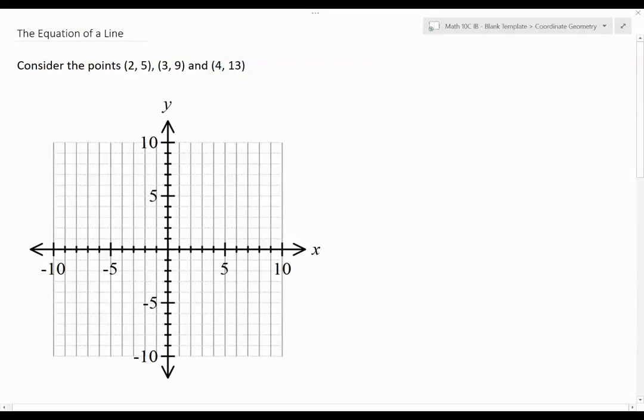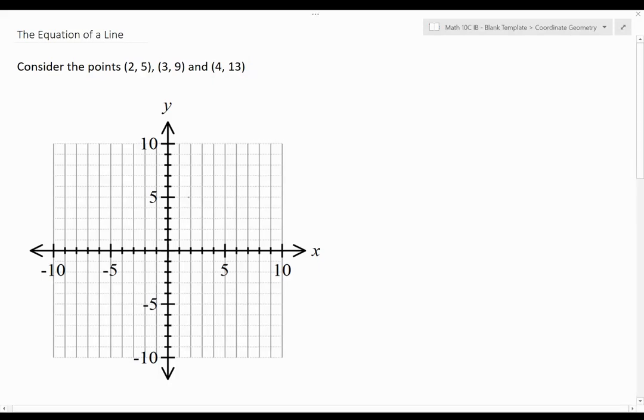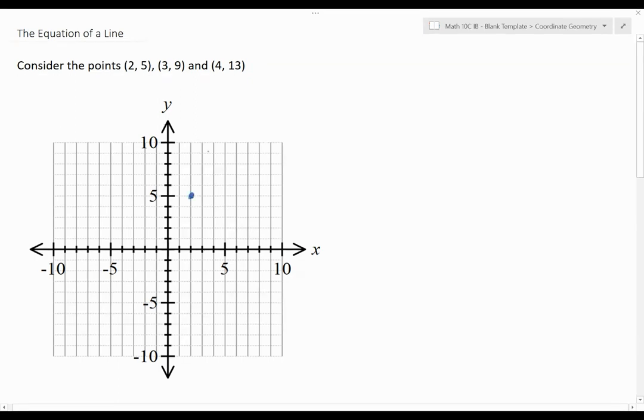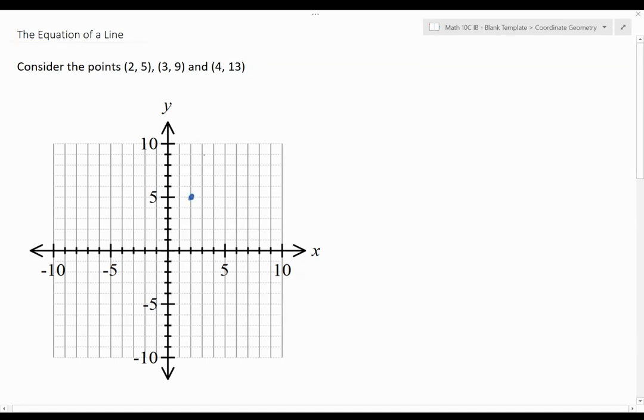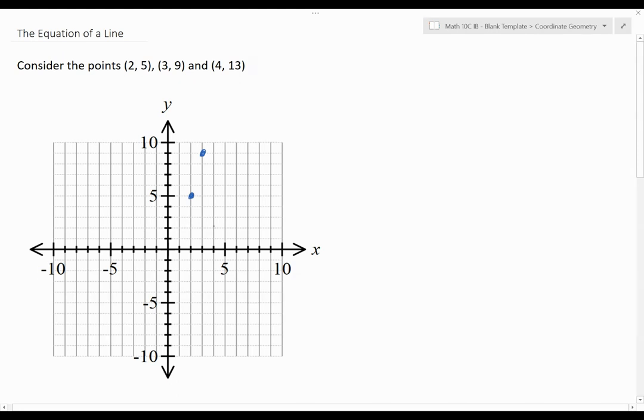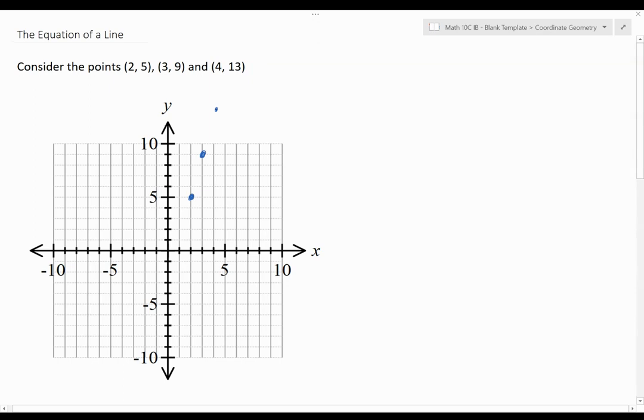Hello. In this video, we're going to consider how we can represent a line with an equation. So we're going to consider 3 points to start. We have the point (2, 5), which I'm going to put on the grid right here. We have the point (3, 9), so that goes at this point on the grid. And (4, 13), which isn't quite visible the way I have this grid, but it's going to be somewhere up here-ish.